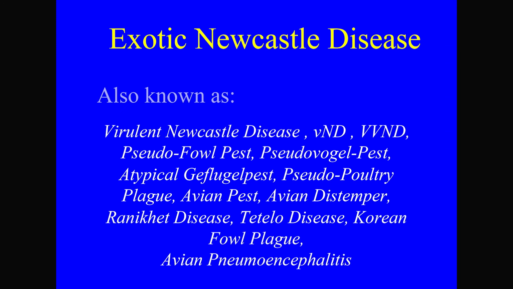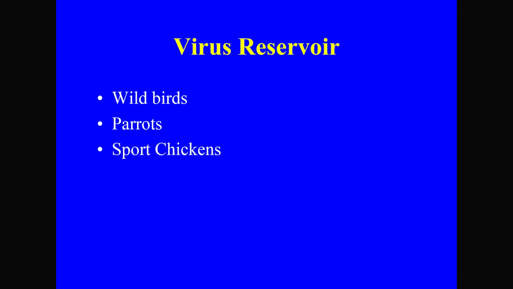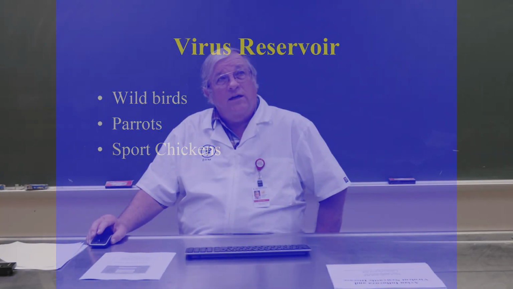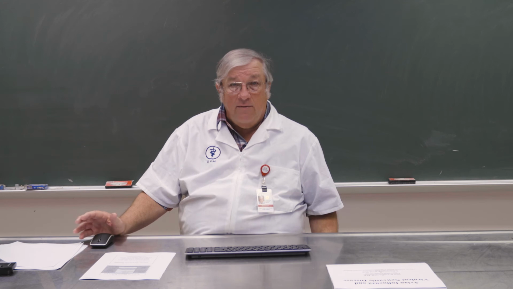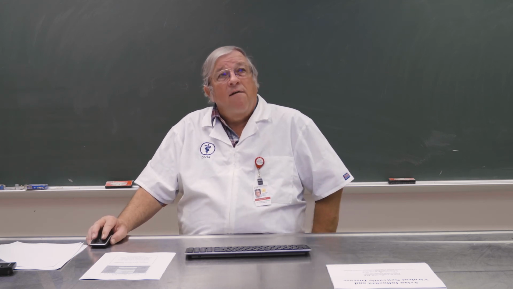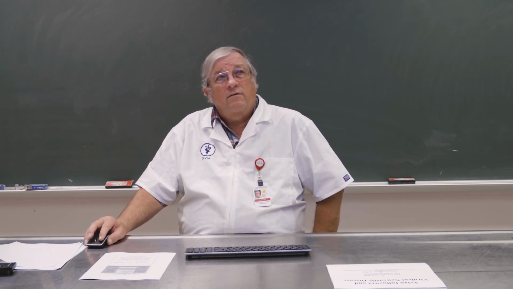Exotic Newcastle has many, many names. It's been referred to as Virulent Newcastle disease, VND, VVND, pseudo-fowl pest, pseudo-poultry plague, avian pest, and you can see from this list there are multiple names for this disease. The reservoir of the virus is found in wild birds, as well as in the parrot species. Now, sport chickens have various names: game fowl, gamecocks, fighting chickens, so to speak. These are the viral reservoirs.